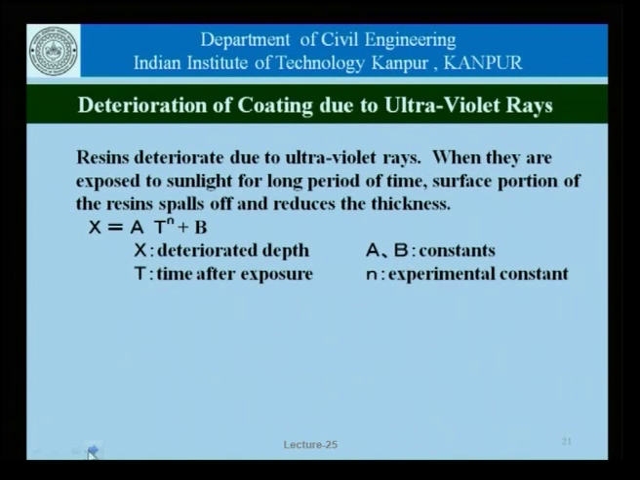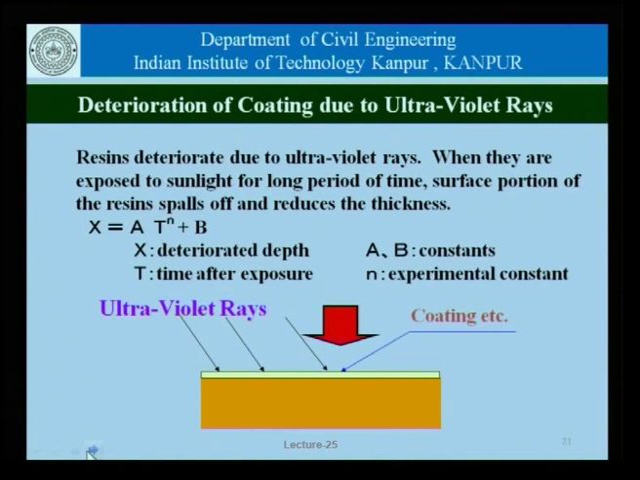In this context, we must also remember that as far as the coatings are concerned, they often have resins in them. These resins tend to deteriorate due to the ultraviolet rays, and when they are exposed to sunlight for long periods of time, surface portions of the resins tend to spoil off and reduce the thickness. So, if we are using coatings, we should also be concerned about the durability of the coating itself in terms of its ability to withstand ultraviolet radiation.